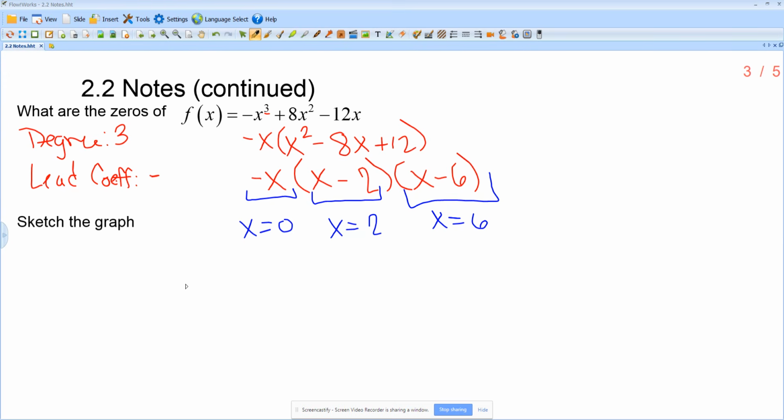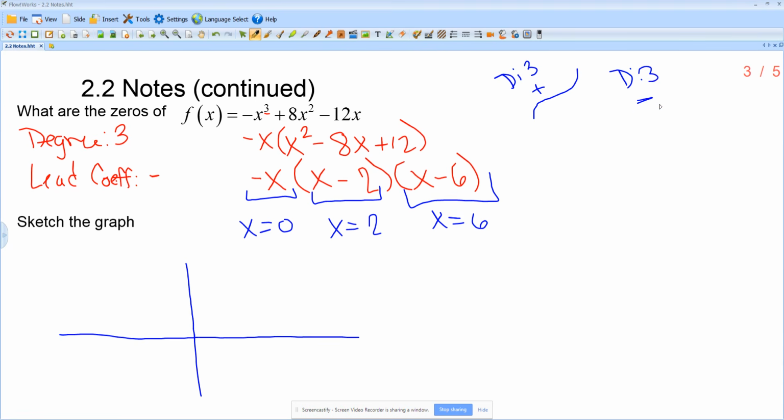And if I want to sketch a graph, the degree is 3, it's negative. So usually, and this is why you have to know your basic functions, usually something with a degree of 3 looks like that. Degree 3, positive. Degree 3 negative is just going to be a reflection of this. So it goes like this. It's going to rise to the left, fall to the right.